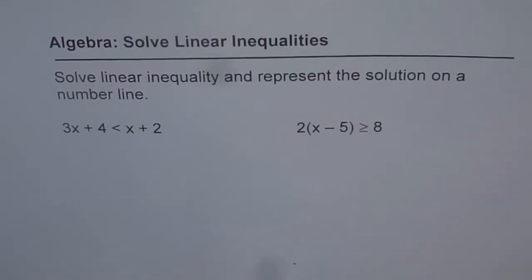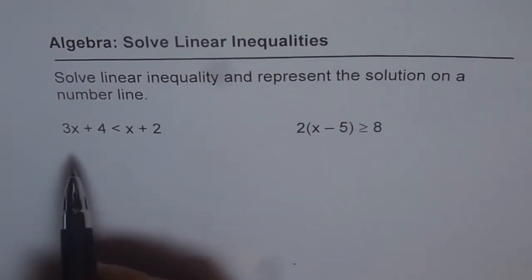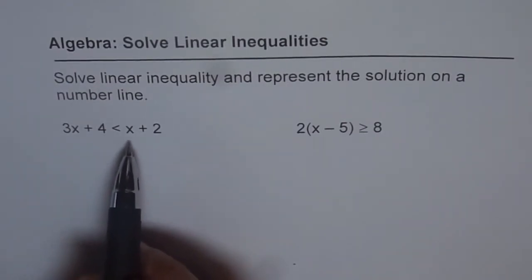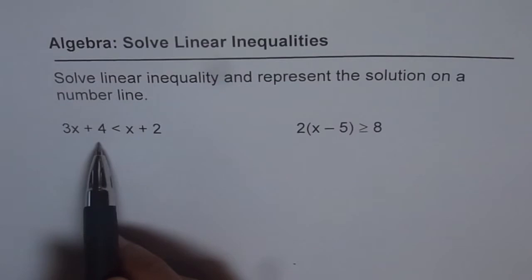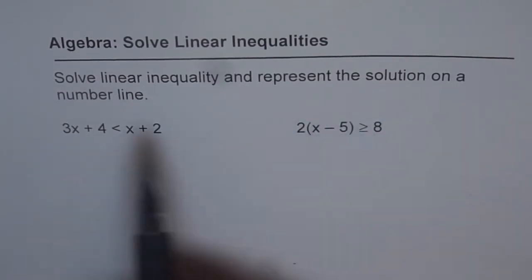Solve linear inequality and represent the solution on a number line. So we have 3x plus 4 less than x plus 2. Now in this particular case, x is on both the sides. And we need to solve for x and then represent the solution on a number line.